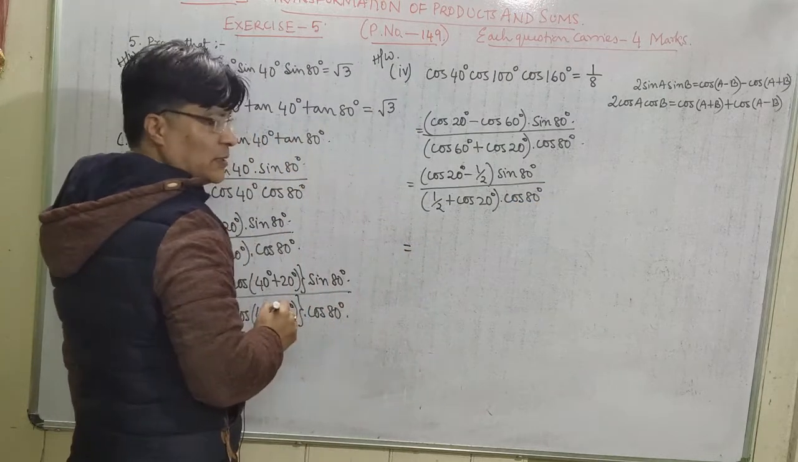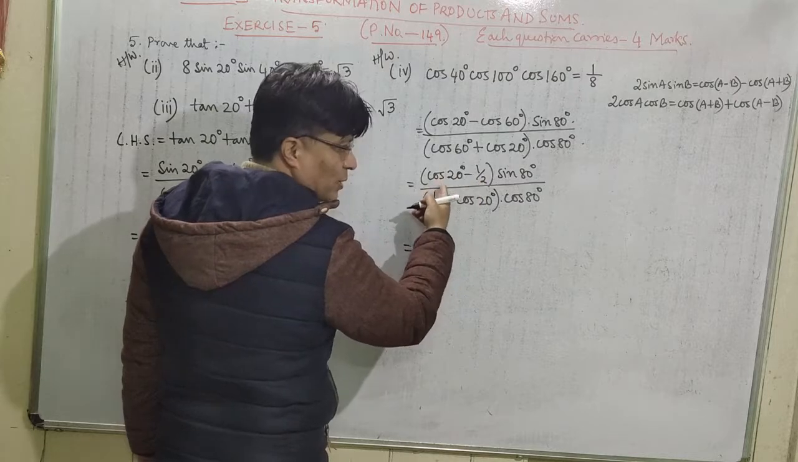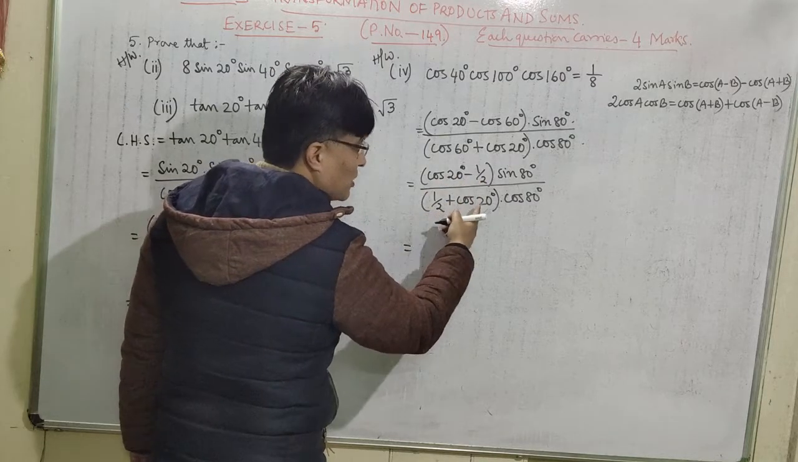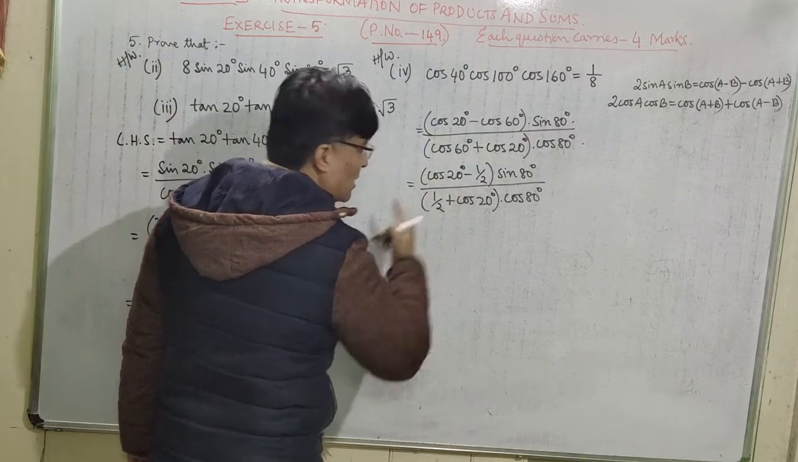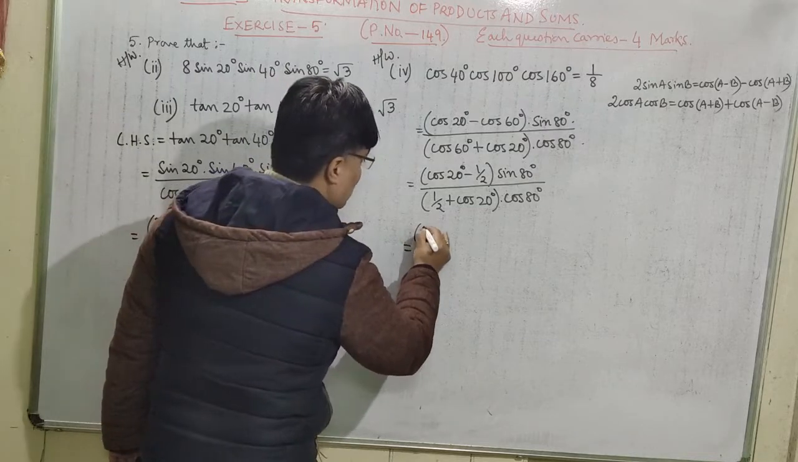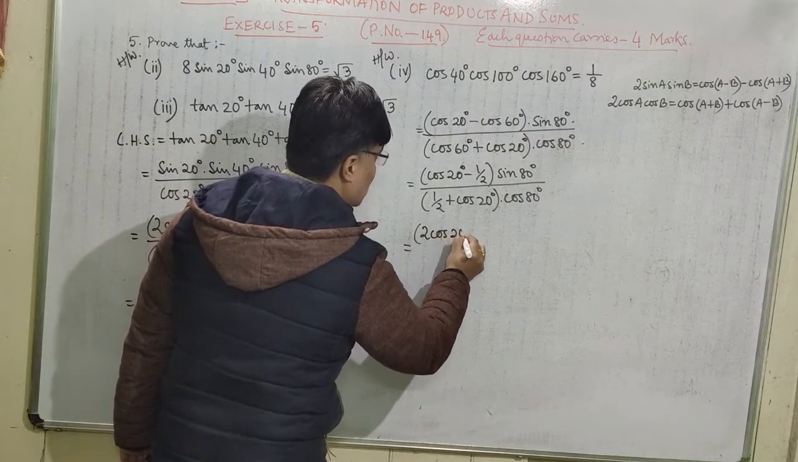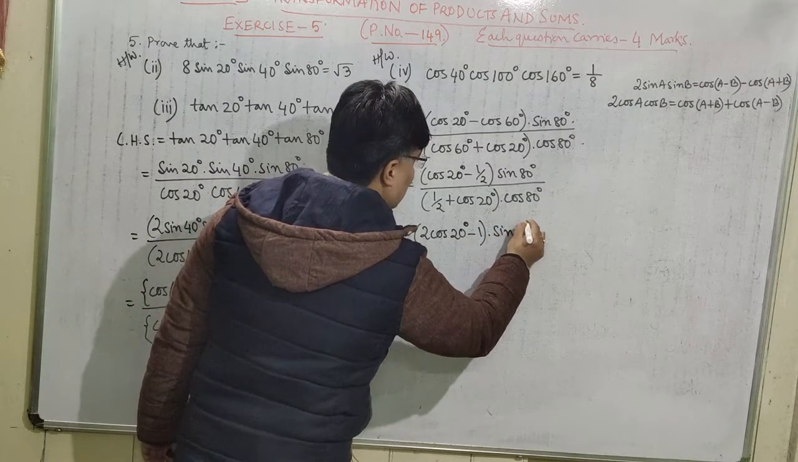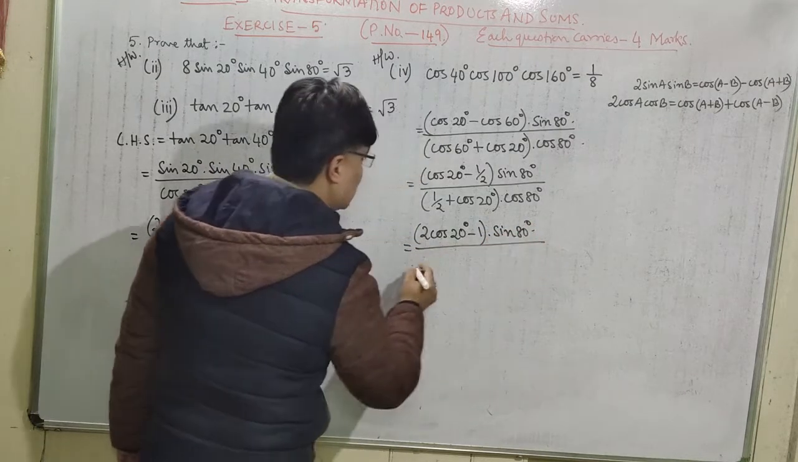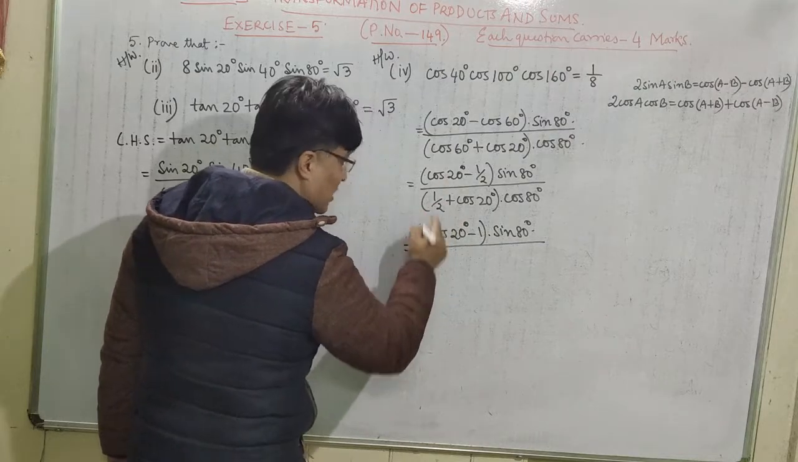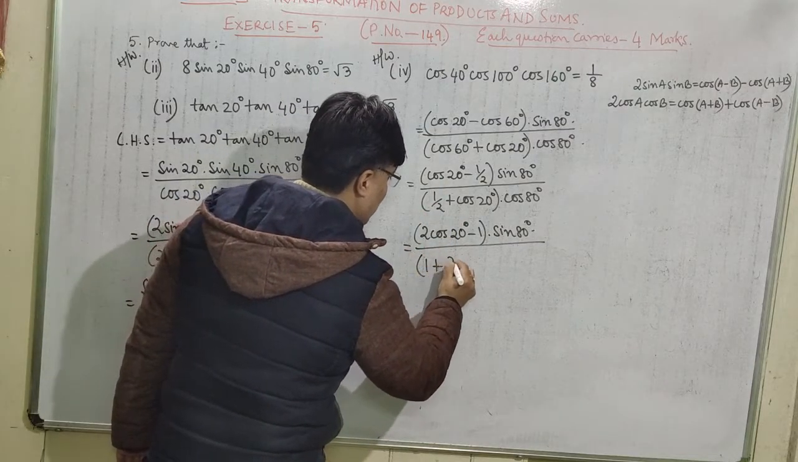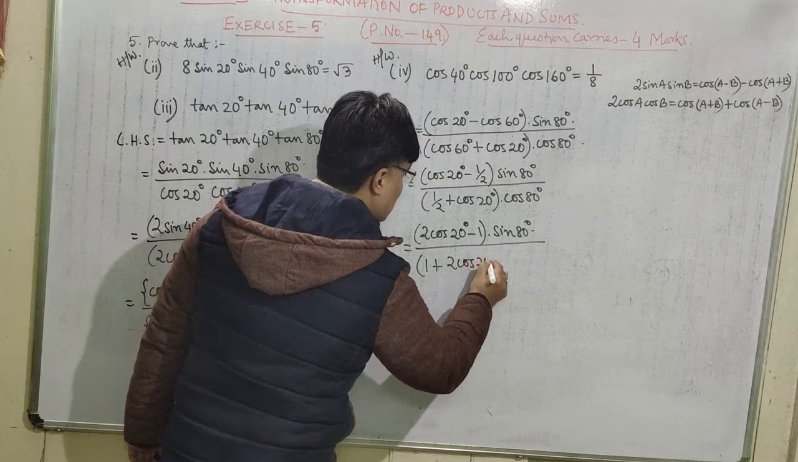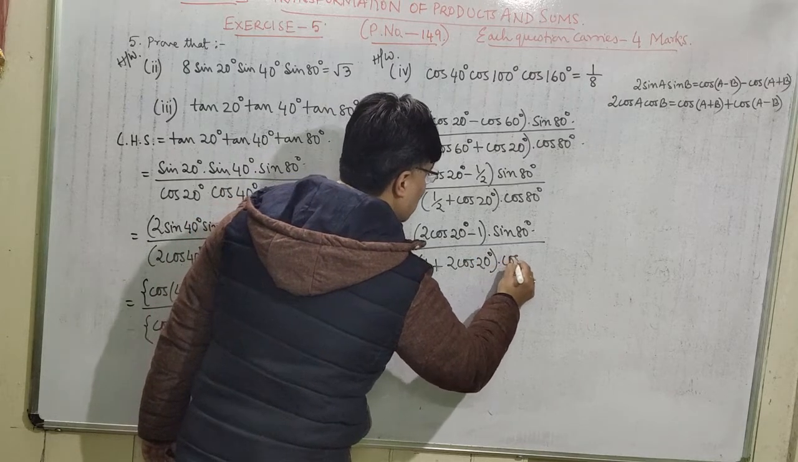So let us simplify it. Let us take the LCM. What's the LCM in the numerator? 2. In the denominator also the LCM is 2. These 2 and 2 will be cancelled. So you will get 2 cos 20 degree minus 1 into sine 80 degree, whole divided by, in the denominator also 2 is the LCM. 2 gets cancelled. So it is 1 plus 2 cos 20 degree into cos 80 degree.